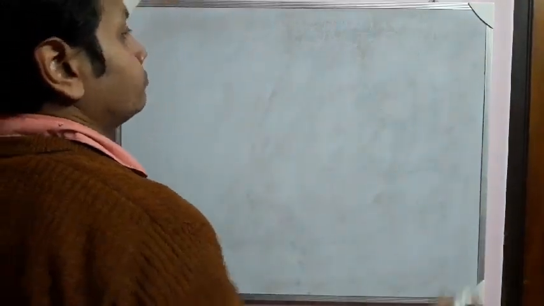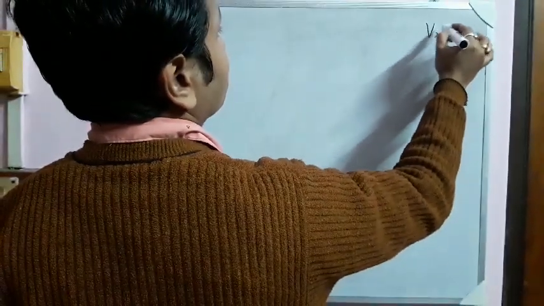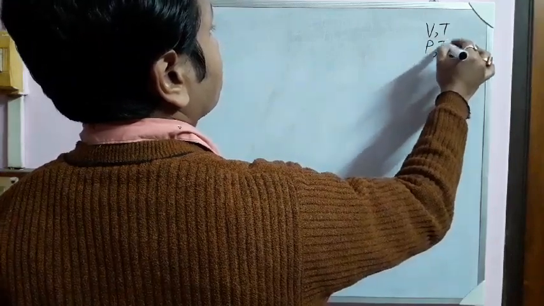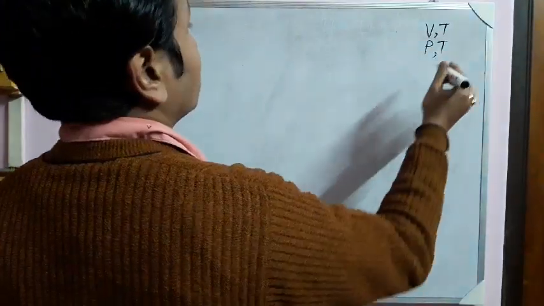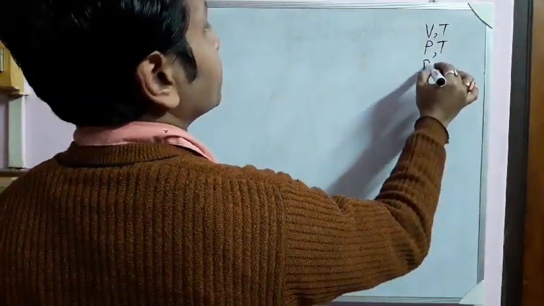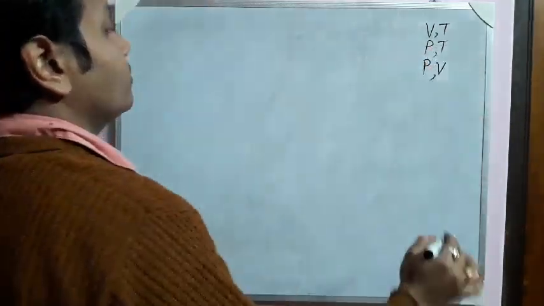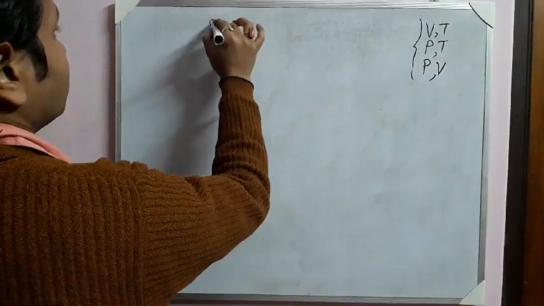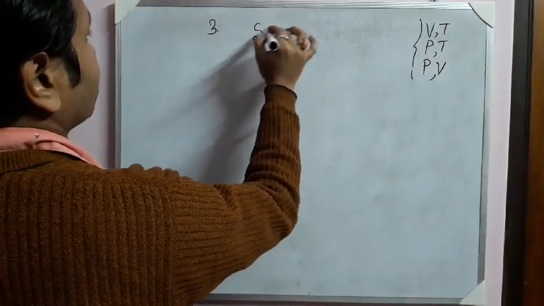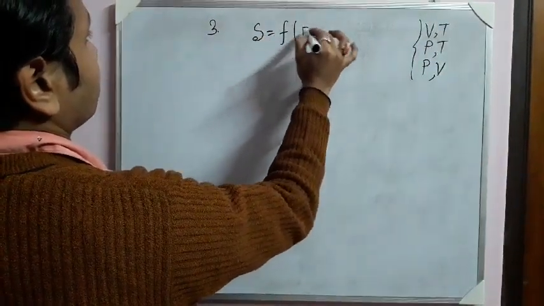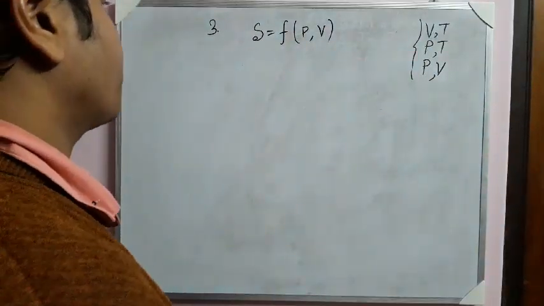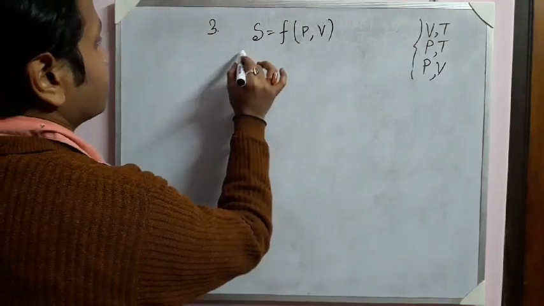While deriving the first TdS equation, we assume entropy as a function of V and T. While deriving the second TdS equation, we assume entropy as a function of P and T. And while deriving the third TdS equation, we take entropy as a function of P and V. Must remember these things. So while deriving the third TdS equation, let us suppose that entropy is a function of pressure and volume.